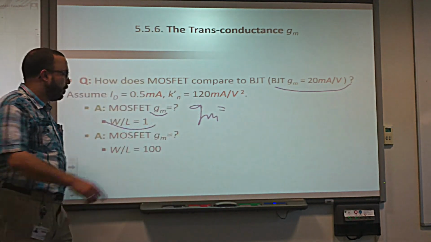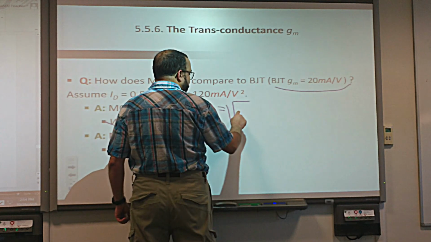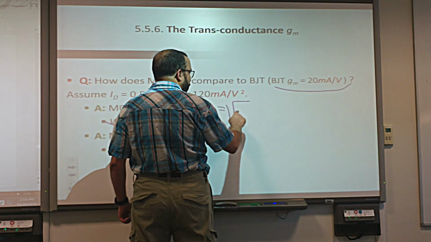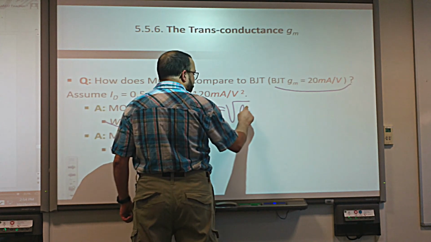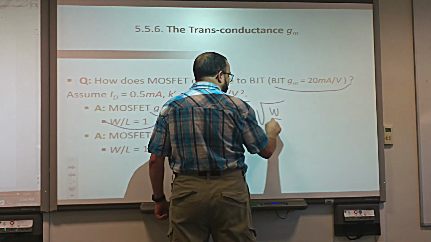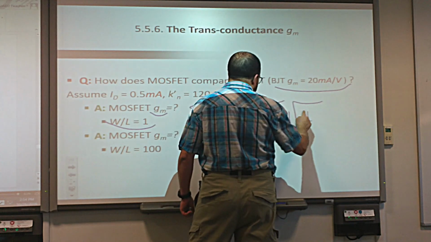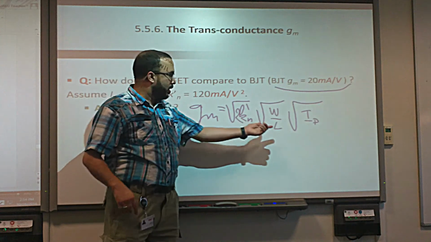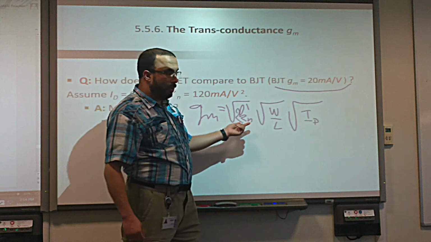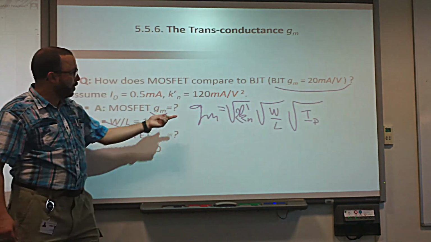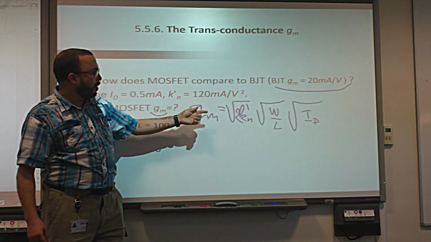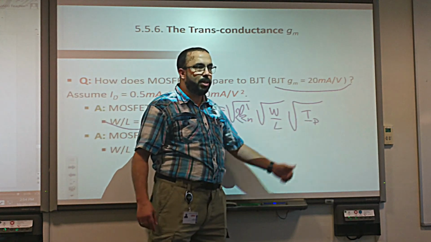Square root of 2 Kn. Kn equals 120. Hold on a second. Square root of what? 2 Kn? No, why 2 Kn? 2 Kn prime. That's true. Because we took it, yes. And then square root of W over L. And then square root of ID. Very good, excellent. So, how much is this? It's 1, yes or no? No. So what we need to do? Square root of this. Do we have Kn prime? Yes, we have. So we make now 2 times the square root of Kn prime. Also we have ID, times the square root of ID. How much is it equal to?